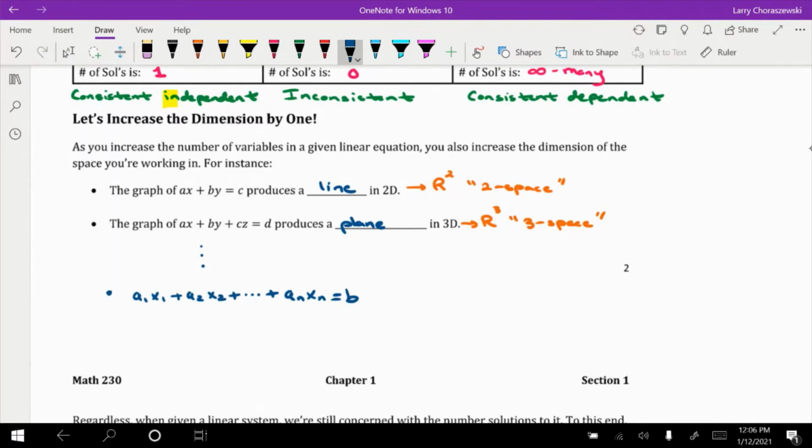An equation such as this produces what's called a hyperplane, and I'm going to say that that lives in R with a superscript N. We would refer to that notation as N space.